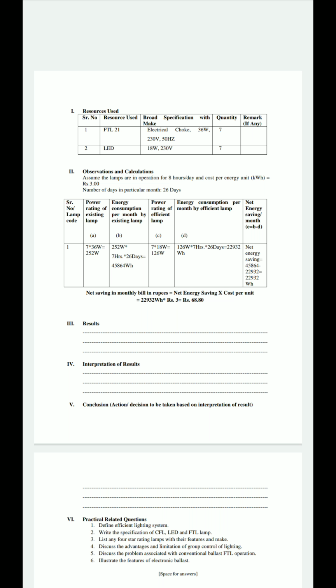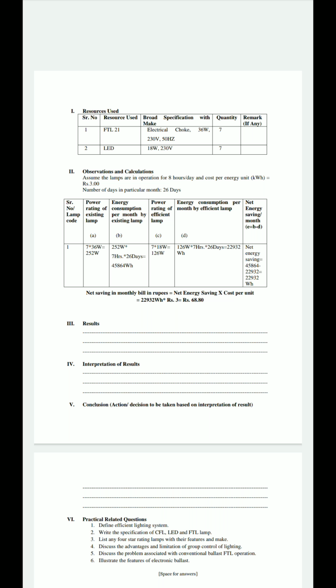The next is the power rating of the energy efficient lamp, that is the LED. The rating of the LED is 18 watt into 7, the quantity, which is equal to 126 watt. So the energy consumption per month by the energy efficient lamp, the LED, is equal to 126 watt into 7 hours into 26 days, which is equal to 22,932 watt hours, that is equal to 22.932 kilowatt hour.